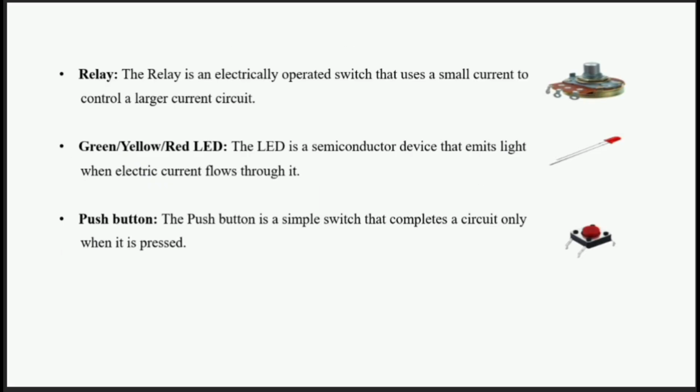Relay: the relay is an electrically operated switch that uses a small current to control a large current circuit. And green, yellow, red LED: the LED is a semiconductor device that emits light when electric current flows through it. Push button is a simple switch that completes a circuit only when it is pressed.